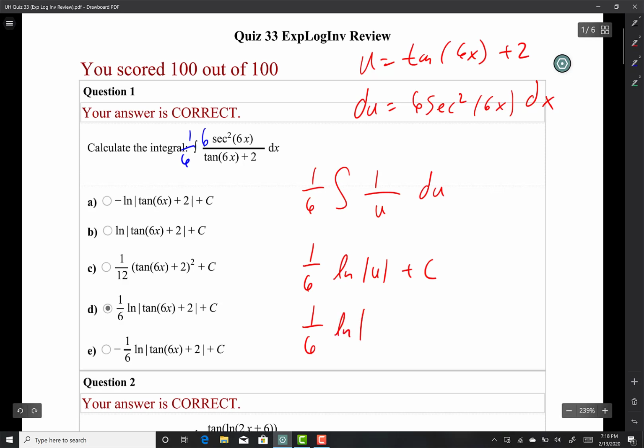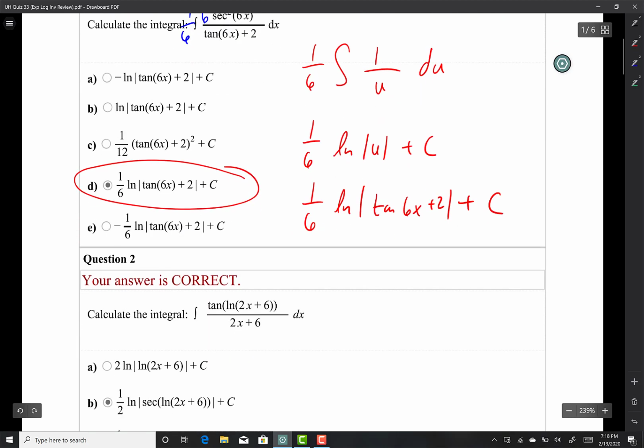So ln of tan of 6x plus 2, by the way, plus c. And there it is. Let's go to the next one, guys.